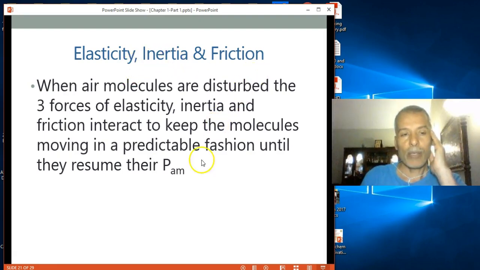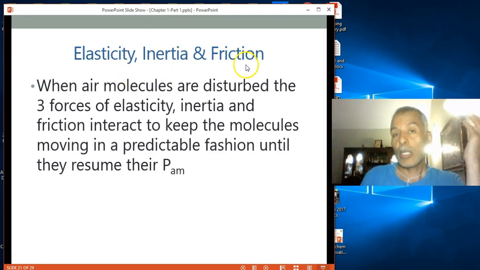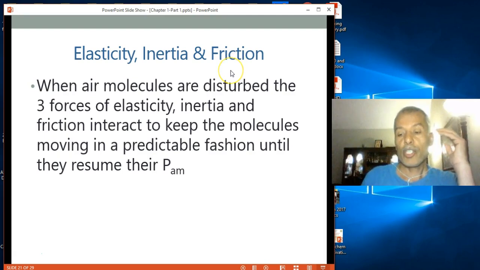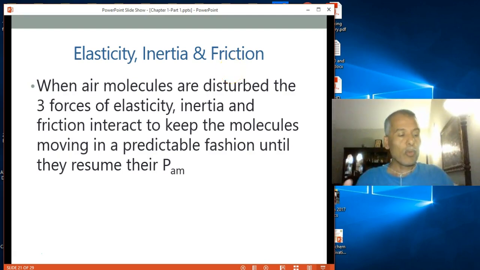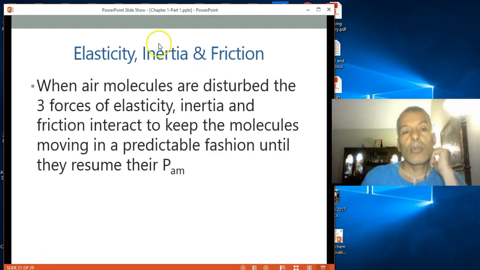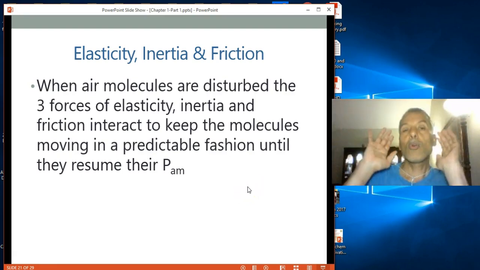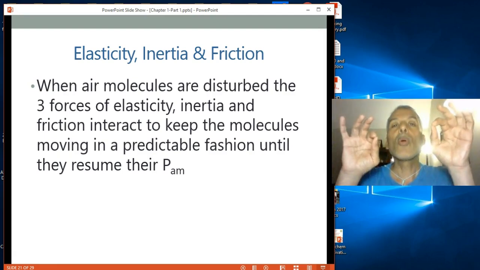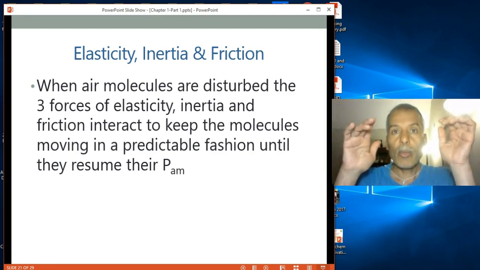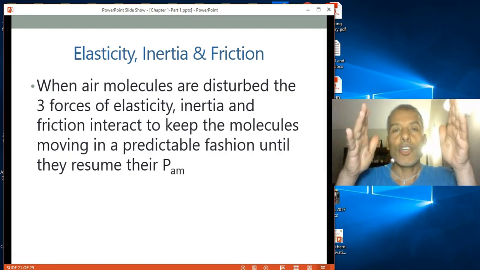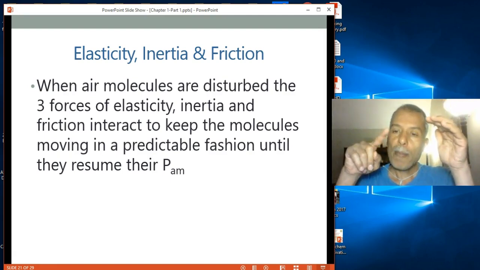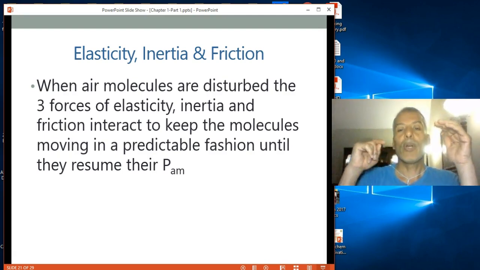Elasticity, inertia, and friction. Now, we studied elasticity, we studied inertia, we did not study friction, but friction is the resistance that is produced to slow down the movement of things. When air molecules are disturbed, these three forces, elasticity, inertia, and friction, work together to keep the molecules going back and forth in a predictable way. When we say a predictable way, that means in a pattern. Pattern means it happens and then happens again in the exact same way.